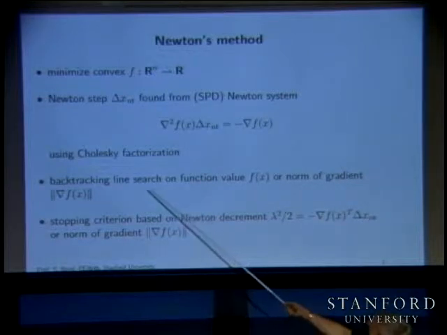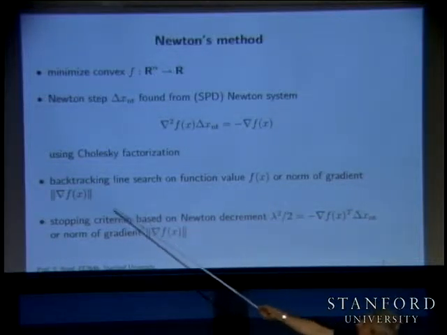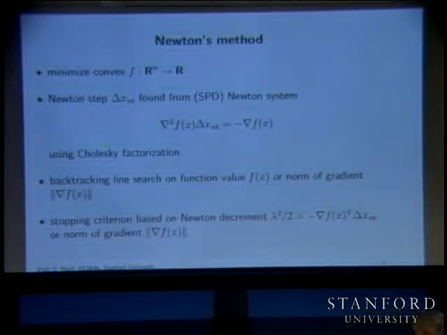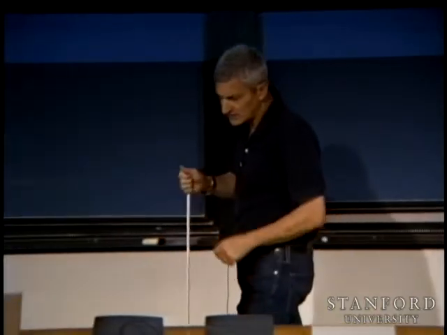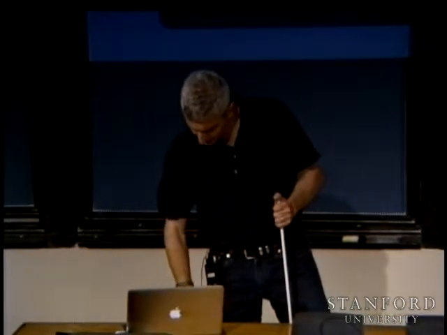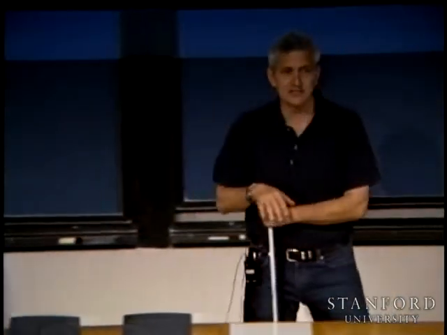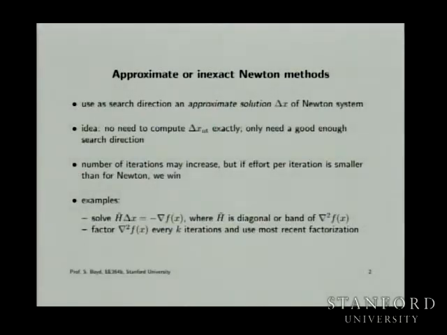And then you do a backtracking line search on the function value. It could be on the function value or the norm, either way. And you'd stop basically based on the Newton decrement, that's this thing, or the norm of the gradient. So that would be your typical stopping criterion. Okay.